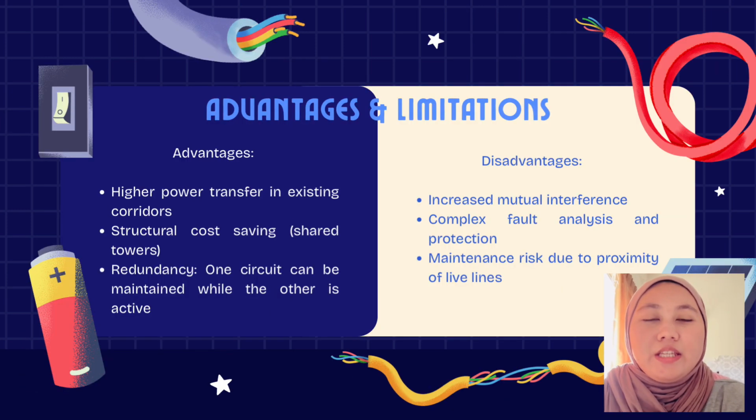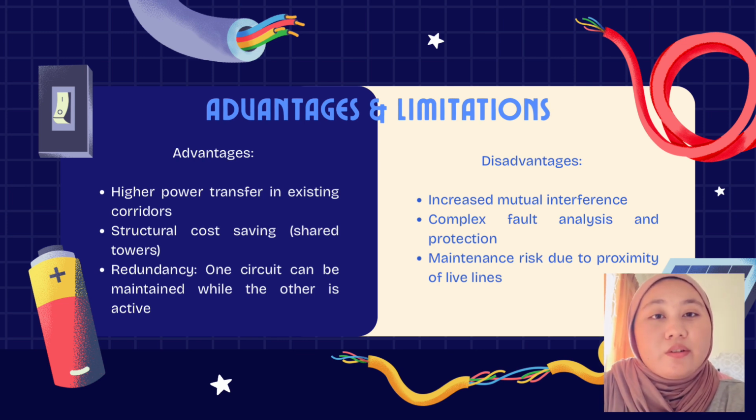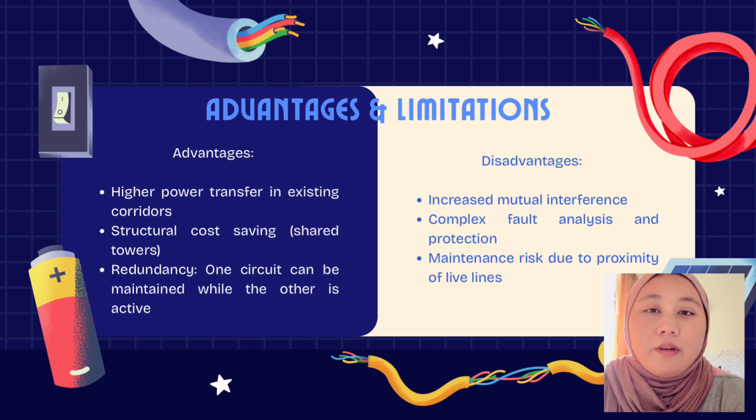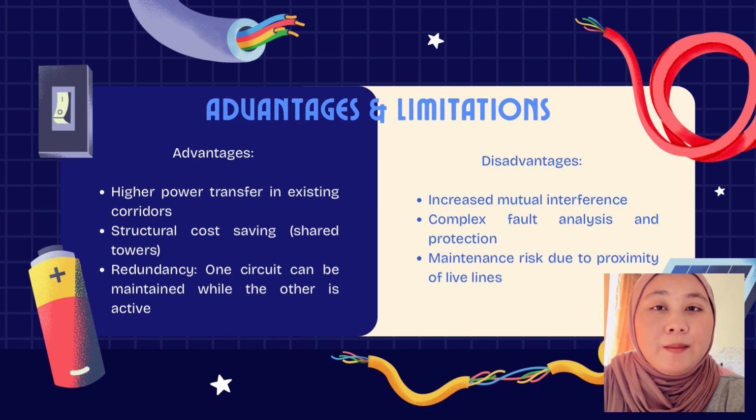Now, let's look at the advantages and limitations of a double circuit line. On the advantages side, it allows for higher power transfer using the same corridor, making it ideal in areas where space is limited. It also reduces structural costs since both circuits share the same tower, but most importantly, it offers redundancy. If one circuit is under maintenance, the other can still operate. However, there are some limitations. A double circuit can cause increased mutual interference, which may affect performance. They also require more complex fault analysis and protection systems. Lastly, maintenance work can be risky due to the close proximity of live conductors. So while double circuits offer efficiency and reliability, they do come with technical and safety challenges.